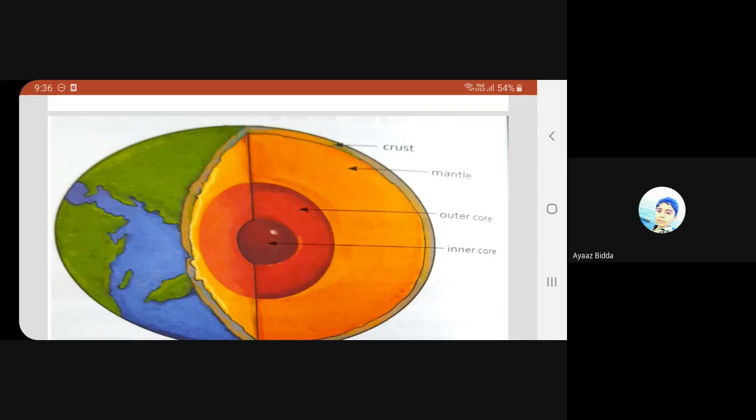Yes, ma'am. I have heard that the inner core is very hot. Yes, its center temperature is very high. Yes, those details I'm also going to explain.